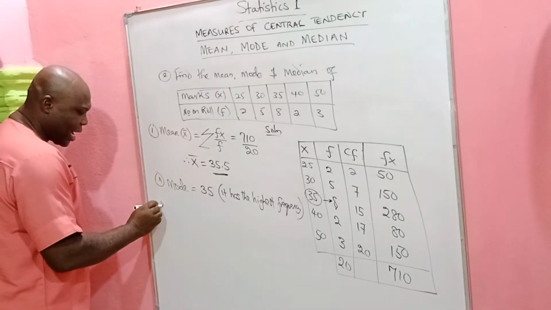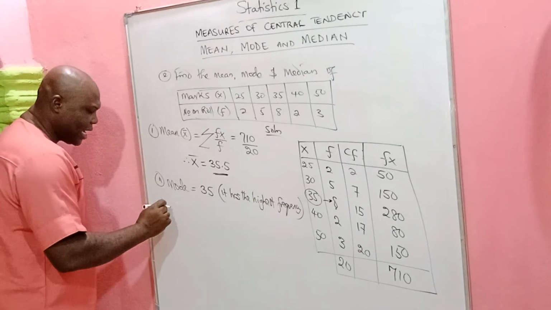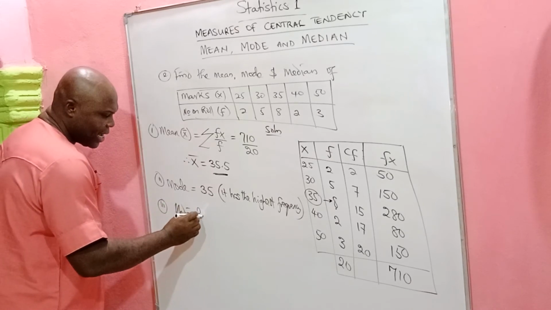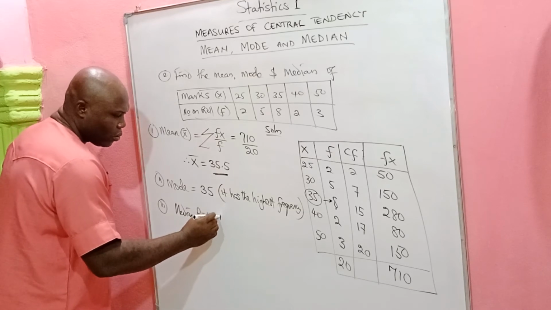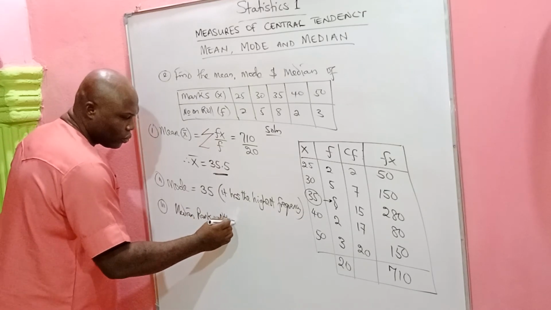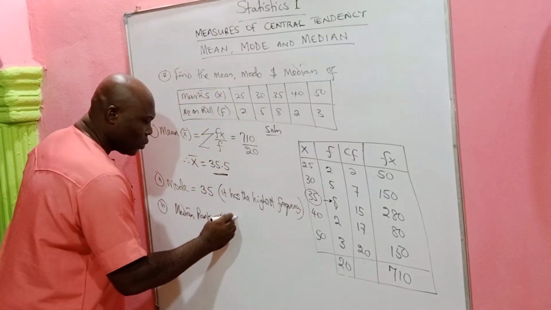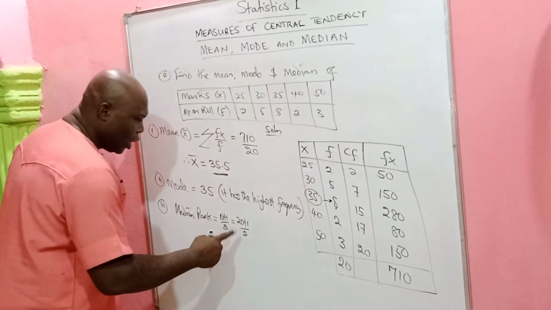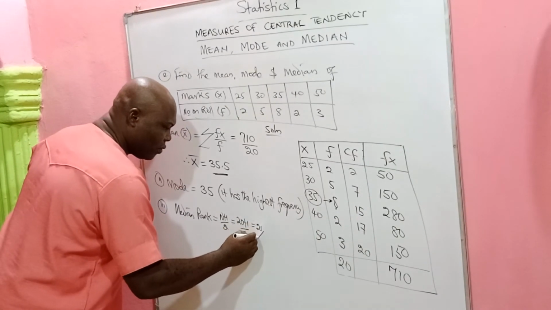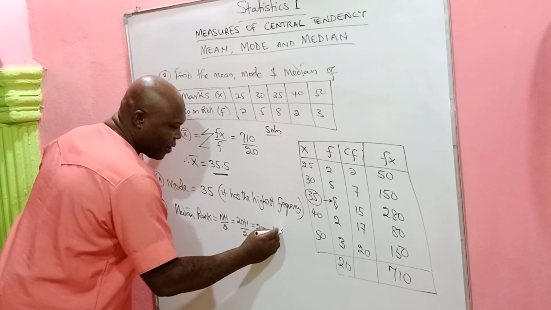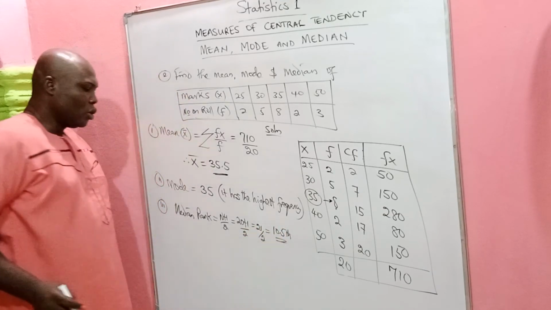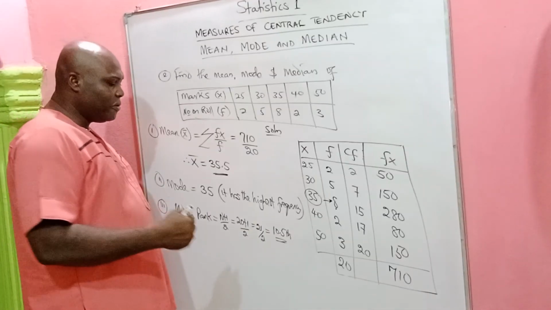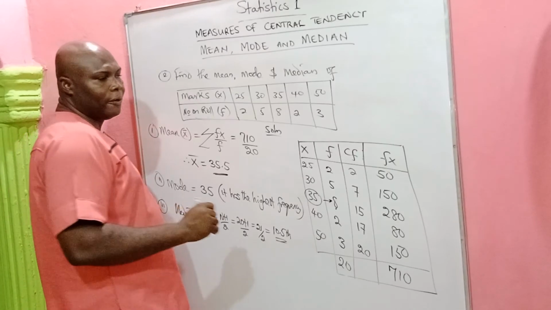We take the median. For us to find the median, we first need the median rank. The median rank is n plus 1 all over 2. Our n is 20. So we have 20 plus 1 divided by 2. 20 plus 1 will give us 21 over 2, and that will give us 10.5, the 10.5 position. So for us to get the median, we'll go to the cumulative frequency and see where 10.5 will fit in.